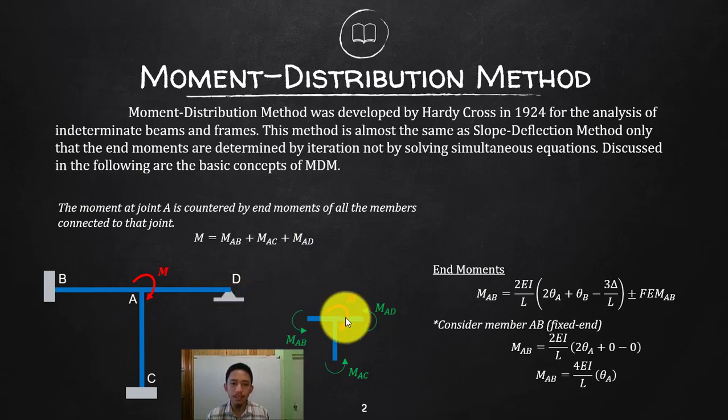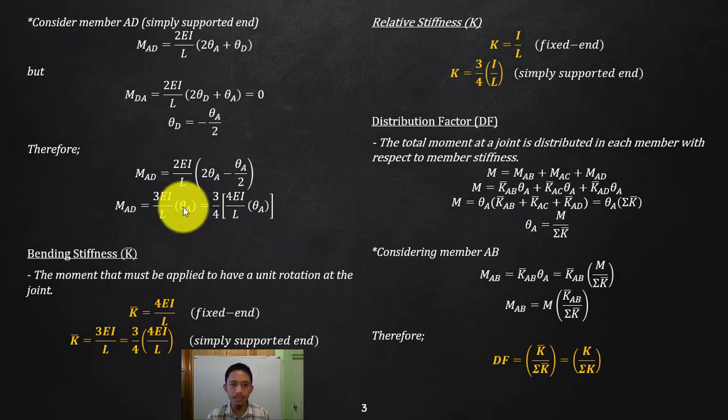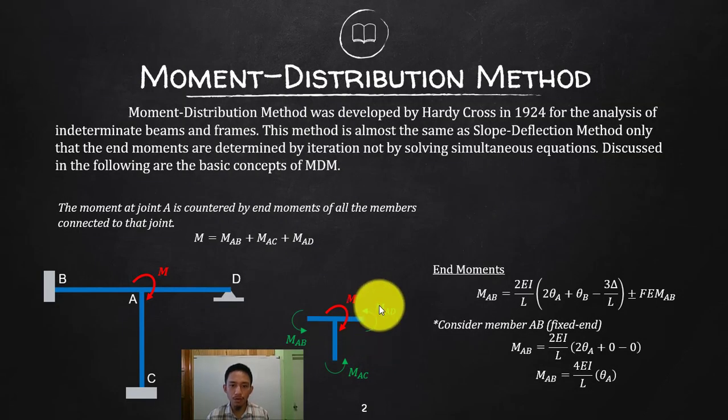Or in relation to that, you can say that what will be carried by the simply supported is 75% of the fixed end member. Okay, that's it. So we will be using this. Therefore, we should know how to divide this one, isn't it? So that is the question here.